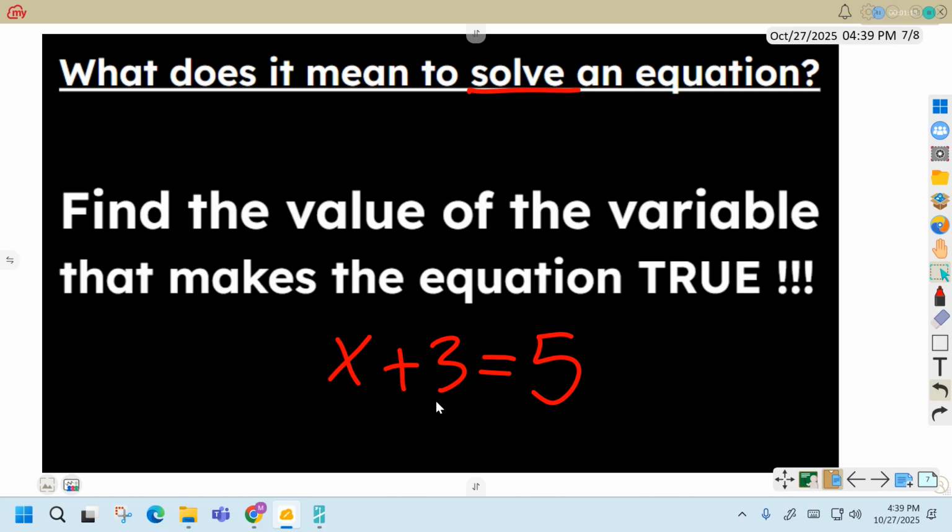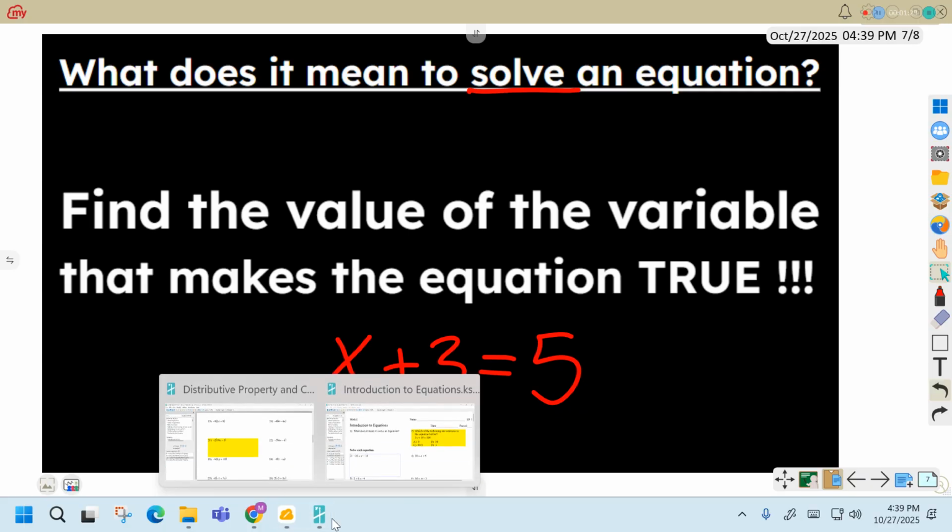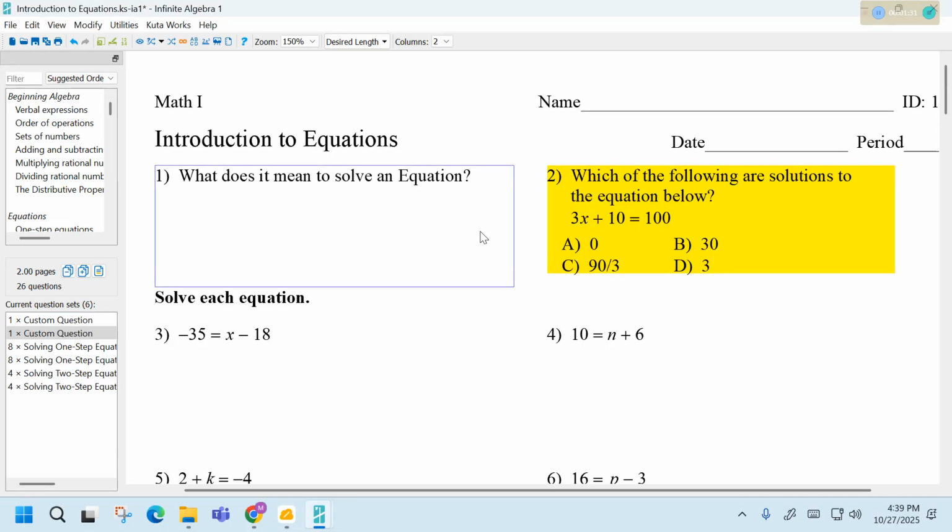So in this case, you can see that the number that makes it true is 2, because 2 plus 3 is 5. So there is no other solution to this equation. The only number in the whole universe that makes it true is 2. So x equals 2. At this point, let's jump into this assignment that I made, okay?